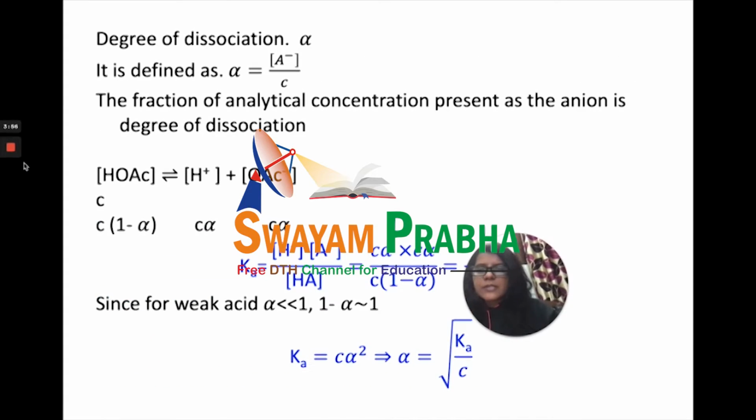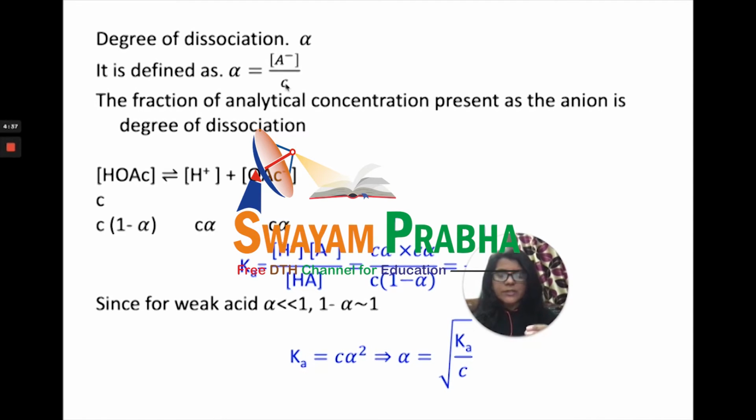Now, let us talk about another term which is called the degree of dissociation. Degree of dissociation is the fraction of the ions present in the solution. So, out of the total concentration of the acid, what is the fraction of the dissociated form? That is called the degree of dissociation. It is represented as alpha is equal to the concentration of the dissociated ions divided by C. We are taking here an acid, so we've just written A minus upon C. Alpha is equal to A minus upon C.